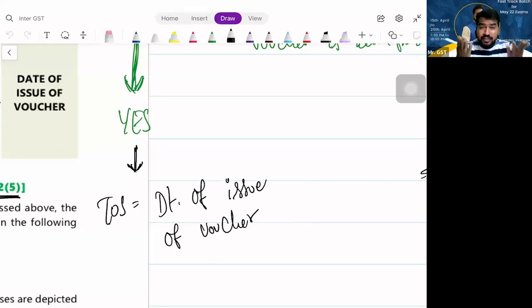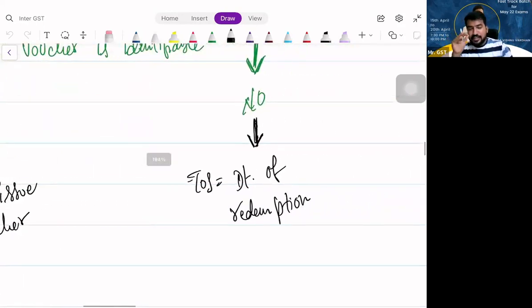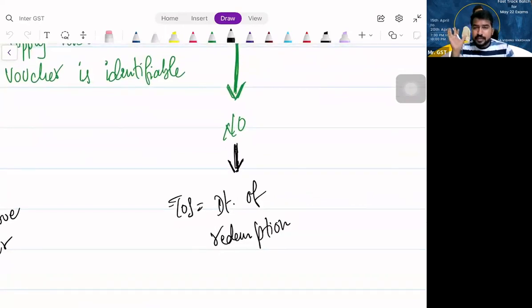Nobody knows, not even you. You also don't know until you buy something. You're going to the mall to purchase, let us assume, a mobile phone, and suddenly your girlfriend asks for a particular dress in the Reliance Trends showroom, and you gift her the dress using that voucher. So until you redeem the voucher, you don't have any idea what you will purchase using it. Are you able to understand? So in that case, what is the time of supply? Date of redemption. The time of supply is date of redemption.